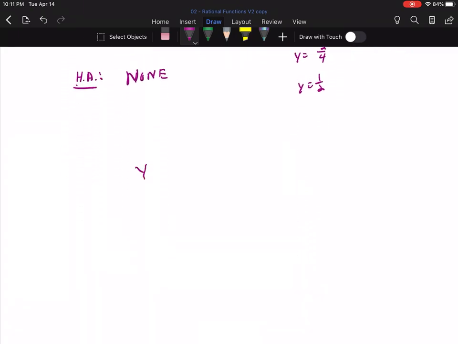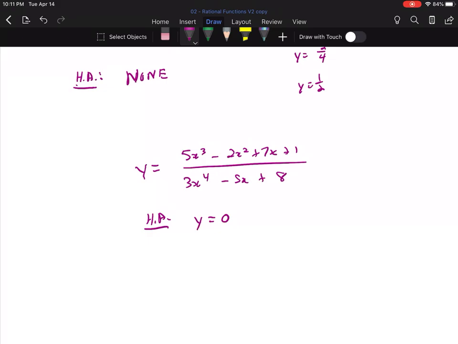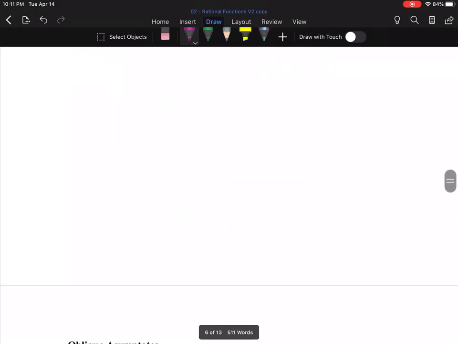And one last one, y equals 5x cubed minus 2x squared plus 7x plus 1 over 3x to the power 4 minus 5x plus 8, something like that. And we look and we go, okay, the degree of the denominator is the bigger one, so the horizontal asymptote will be y equals 0. The denominator will just kill off the numerator, and you think, oh, well, that's cubed on the top. It doesn't matter. The degree on the bottom is bigger. It will get bigger much faster for big x values, and it will kill it off, and it'll head to y equals 0.